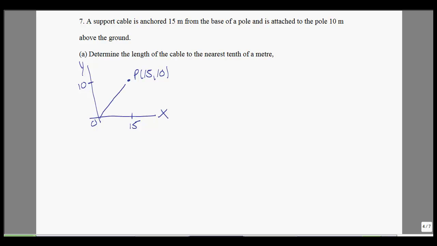Attaching our cable, which is our terminal arm, we're creating a new right triangle with side lengths of 15 and 10. Here's our terminal angle. We want to find out our R, our length of the cable. So let's use Pythagorean.